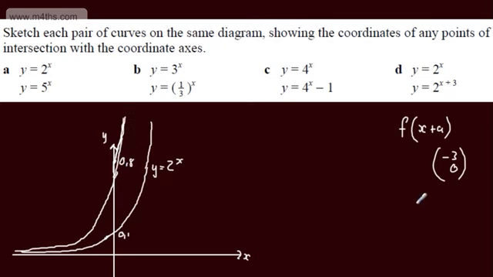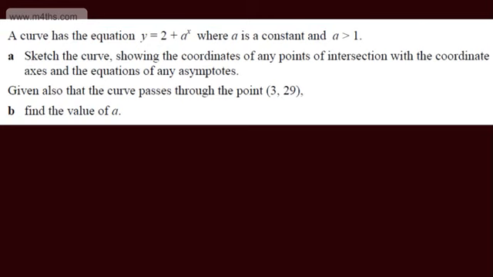Another way to look at this now is y is equal to 2 to the power of 3 multiplied by 2 to the power of x. So we can look at this as a multiplier of 8. So that's roughly what they're going to look like. So as we can see, we can apply these transformations that we've already met in the past. Okay, let's move on and look at another question.